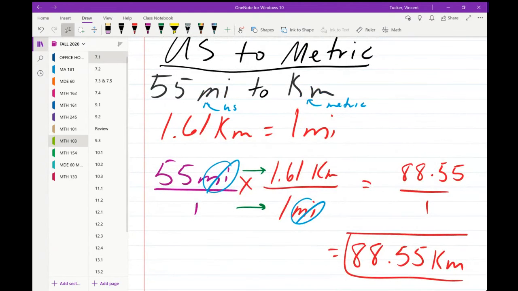All right. And like I said, that's the same process that we did initially. You have a conversion factor, and you set it up according to your fraction.